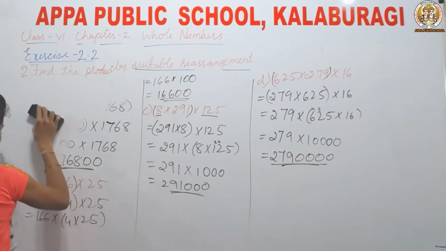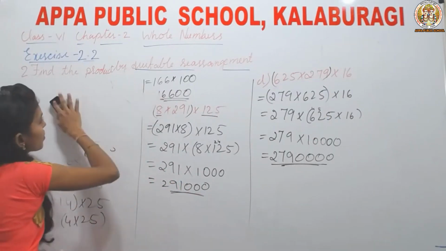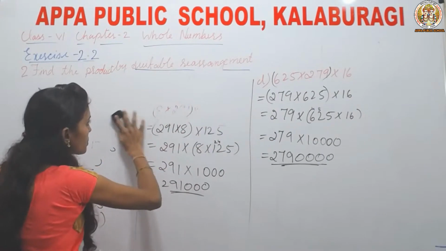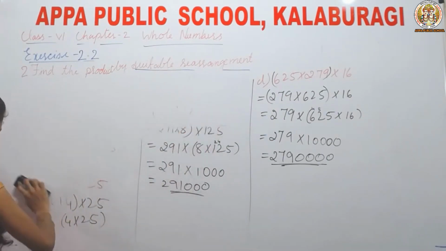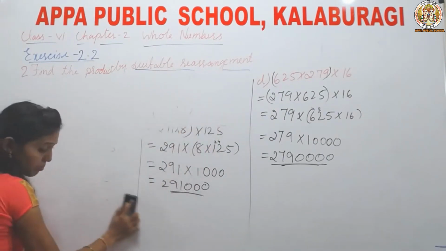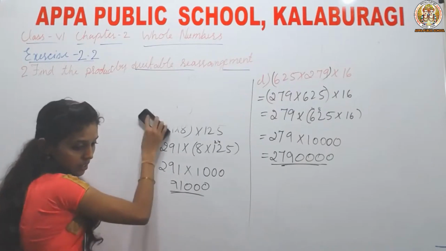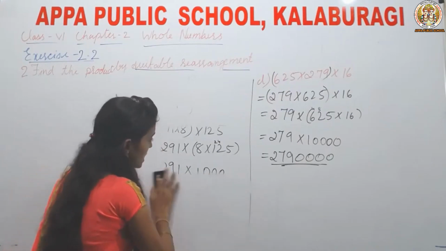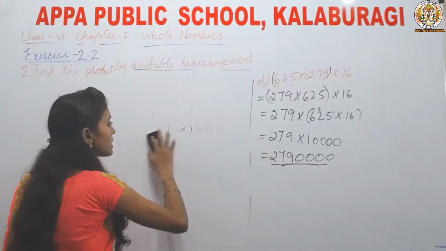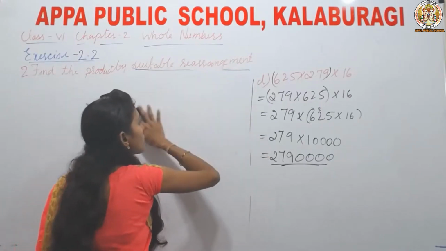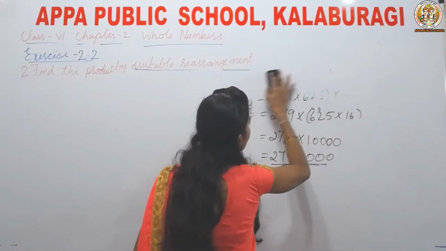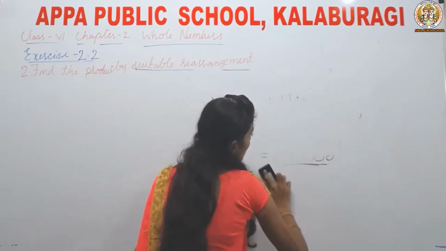The next number is very easy. No need to exchange anything. Direct solution is there. Already it's given the number as 285 into 5 into 60. Here no need to exchange anything. Directly 5 into 60 we have to do and find the product.